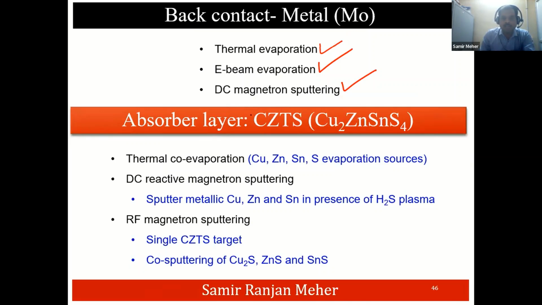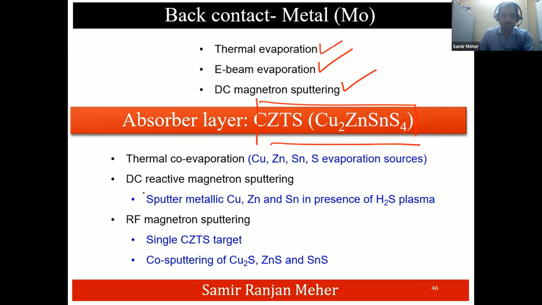Now coming to the main layer, that is copper zinc tin sulfide, which is a quaternary compound. It contains copper, zinc, tin, and sulfur. So what we can do is have a very big vacuum chamber, and we can co-evaporate all the constituents together in a very controlled manner. We can have a source for copper, another one for zinc, tin, and sulfur. We can evaporate them, monitor the evaporation rate, and allow all of them to react on the substrate surface to form the copper zinc tin sulfide thin films.